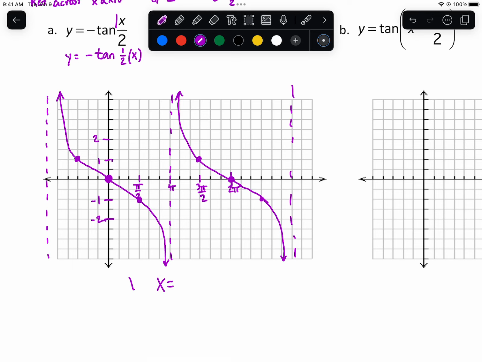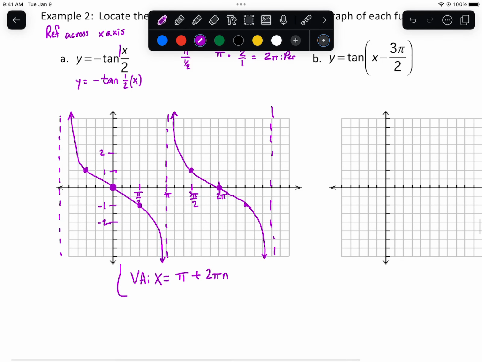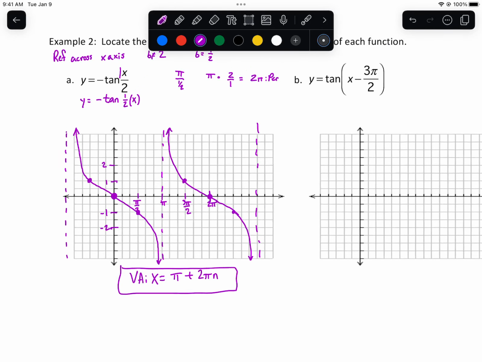So yeah, let's label that vertical asymptotes. The first one's at pi, and then the period's now 2 pi, so I'm actually going to put 2 pi times n. N, remember, is just any integer right there. So that'll be that.